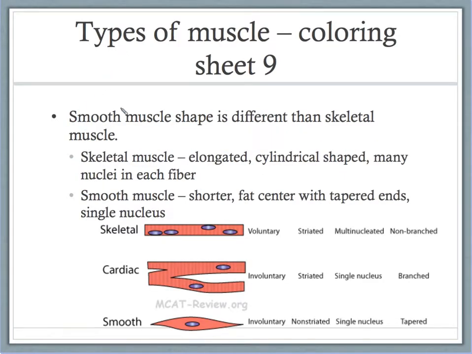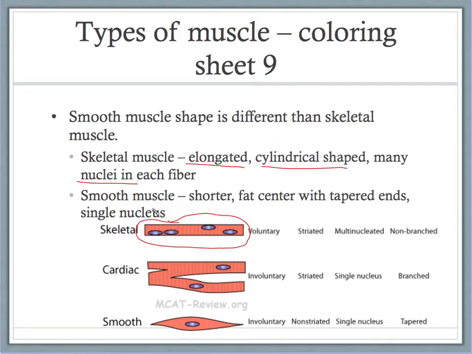Smooth muscle has a different shape than skeletal muscle. So skeletal muscle is elongated, cylindrical, and has many nuclei in each fiber, which we talked about a little bit in the previous section. But here's a sketch of a skeletal muscle. It's long and cylindrical. These lines are called striations, so it has striations.